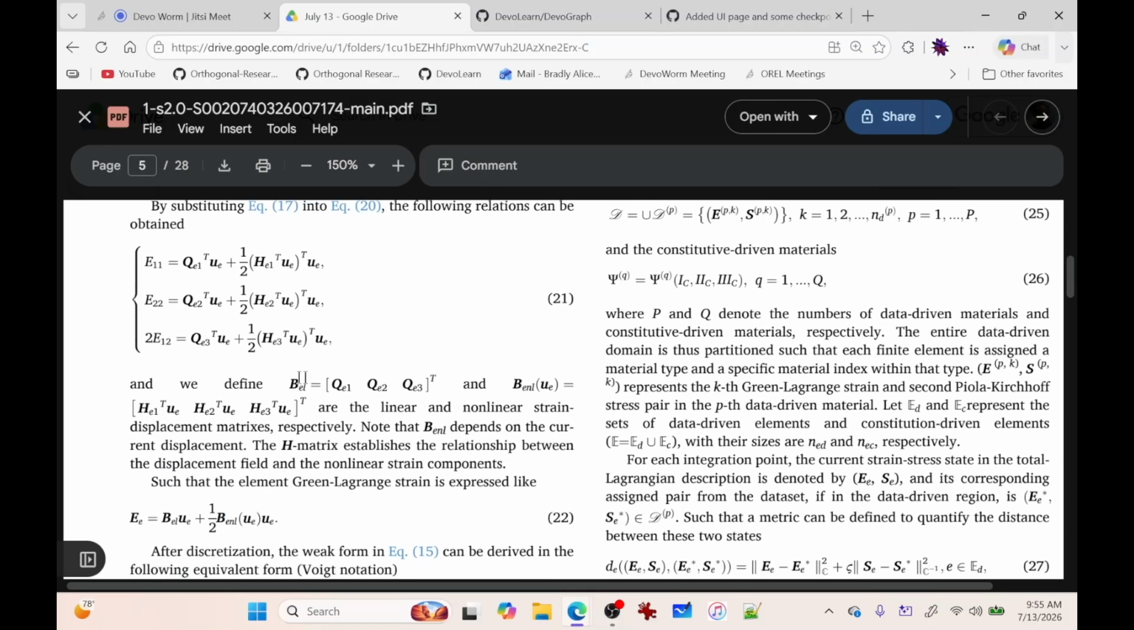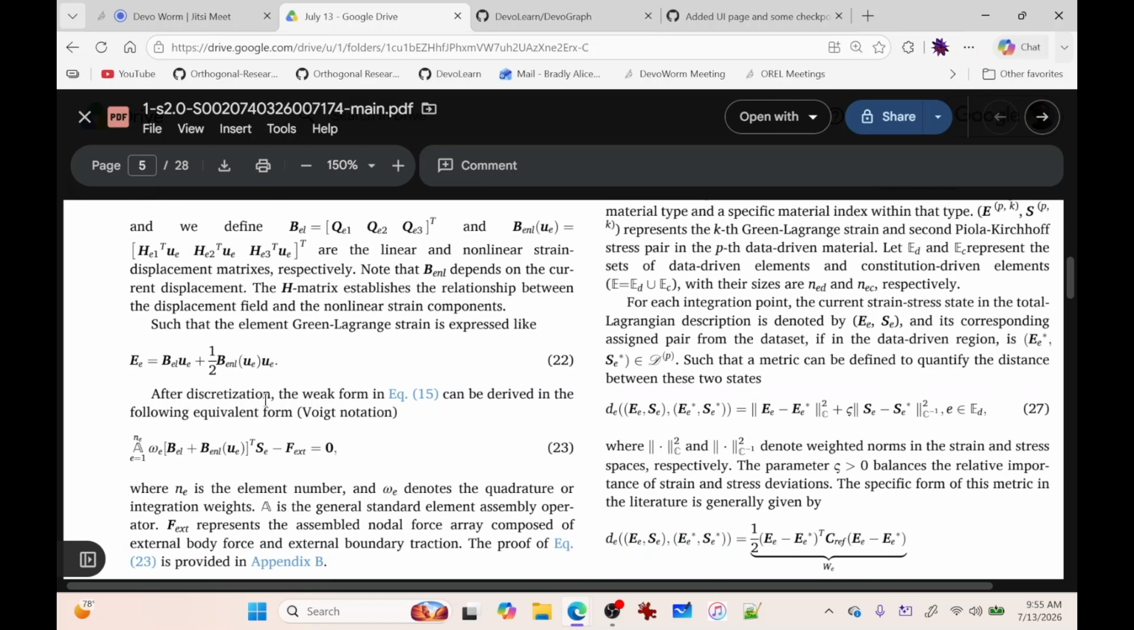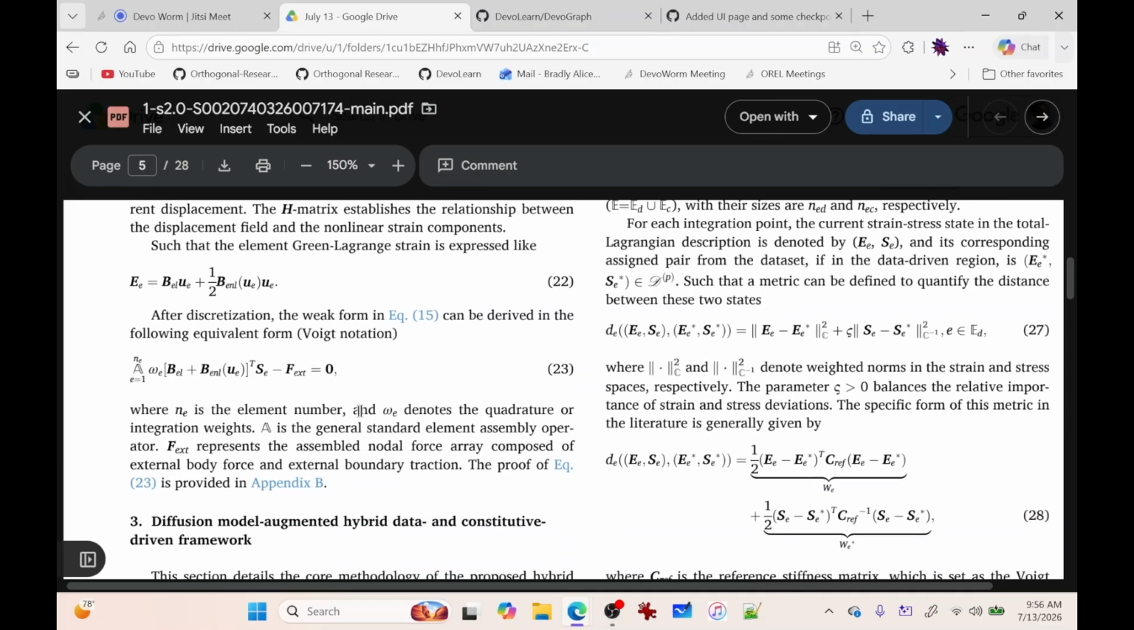After discretization, the weak form in equation 15 can be derived in the following equivalent form. And this is the Voigt notation, which is here. This is for equilibrium state, where NE is the element number, and WE denotes the quadrature and integration weights. A is the general standard element assembly operator. FEXT represents the assembled nodal force array composed of external body force and external boundary traction. So this is the physical model here for that.